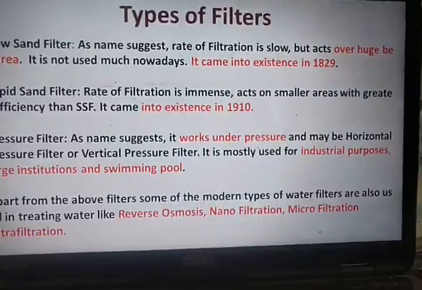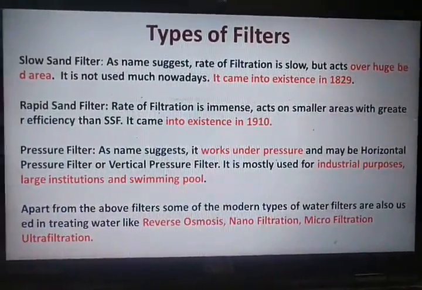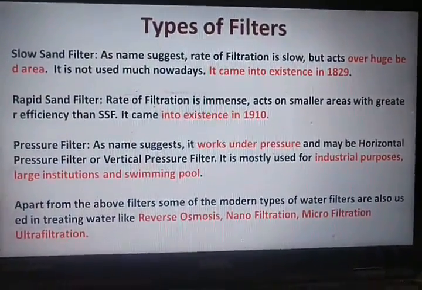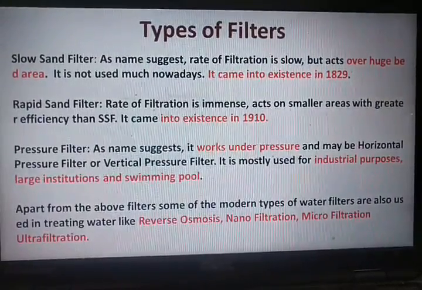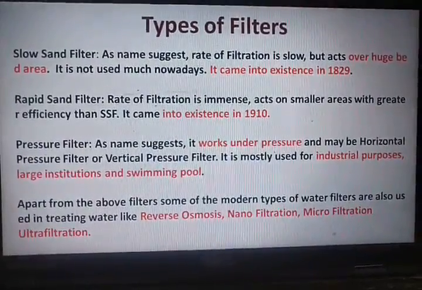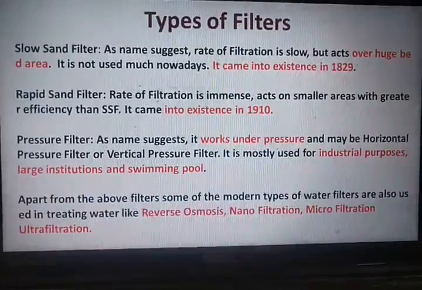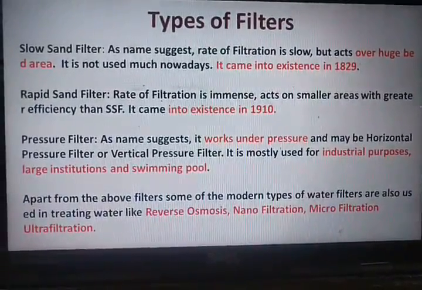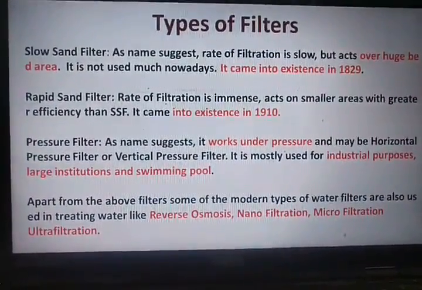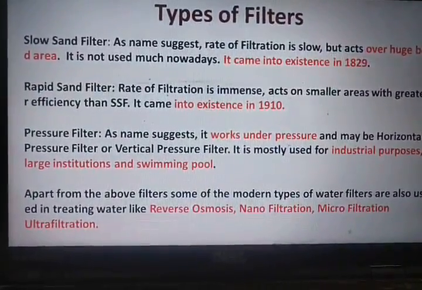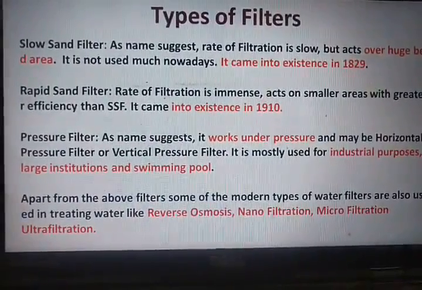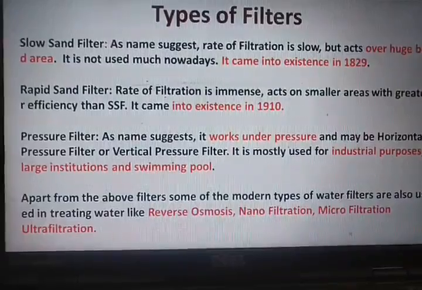Now let us see what the different types of filters used in the treatment of water are. The first one is called the slow sand filter. As the name itself suggests, here the rate of filtration is very low, and usually these filters require very large areas in the water treatment plant, and also consume more time. Because of that, nowadays it is obsolete and usually not used in modern water treatment plants. It came into existence somewhere in the 1800s.